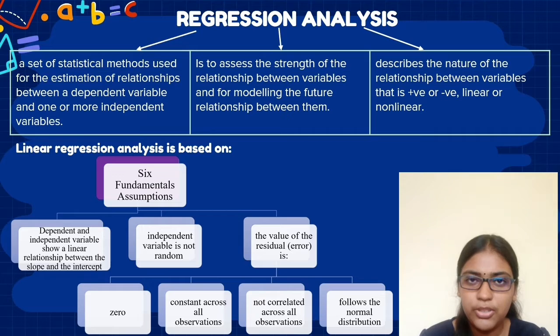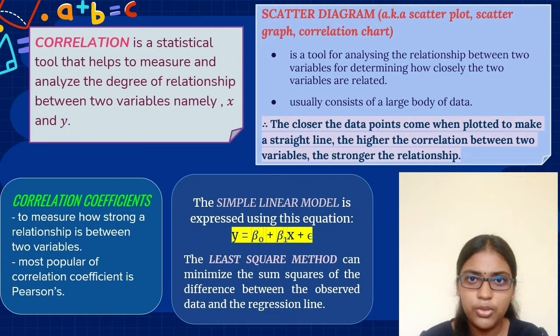Regression analysis is based on 6 fundamental assumptions. The dependent and independent variables show a linear relationship between the slope and the intercept. The independent variable is not random. The value of the residual error is 0. The value of the residual error is constant across all observations. The value of the residual error is not correlated across all observations, and the residual error values follow the normal distribution.